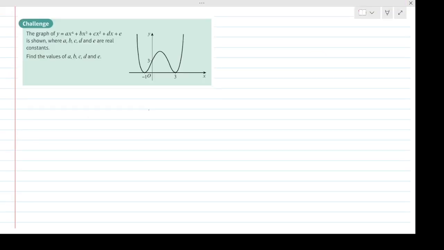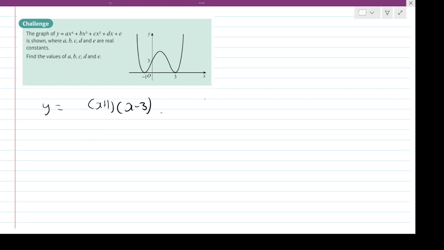Okay? And also we need to be able to go in reverse and, given a quartic graph, work out the quartic equation. Okay, so here, well, we have two roots at minus 1 and 3. So my factors are x plus 1, x minus 3. Well, the problem here, you might notice, is that will only get me a quadratic. Well, we have to look at the type of roots we have. These both touch the axis. So they're both double roots. So both are squared factors, and that gets me a quartic.